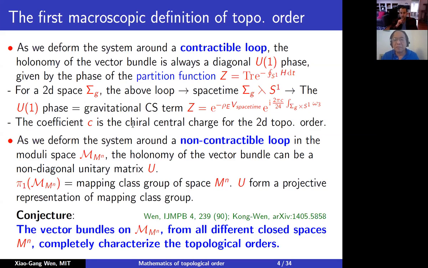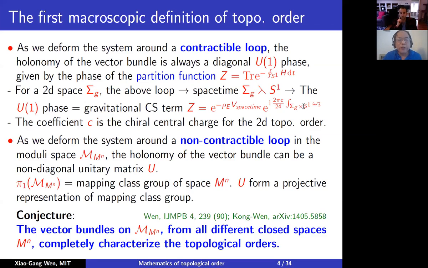For a doubled topological phase, the usual central charge should be zero, but the chiral central charge is non-zero. For quantum Hall states, they are non-zero. But for the quantum double or gauge theory, the central charge is equal to zero. So there's no Chern-Simons term. Okay. All right, thank you.